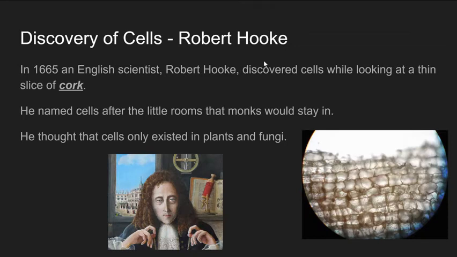So let's start with the discovery of cells, and it came from this guy by the name of Robert Hooke. In 1665, he was an English scientist, as you can tell by his sweet ancient hairstyle. Robert Hooke discovered cells while looking at a thin slice of cork using a microscope, a very primitive one in the background. He named these after the little rooms that these monks who lived in Christian monasteries at the time lived in, that were very basic, provided all that the monks would need to stay in.